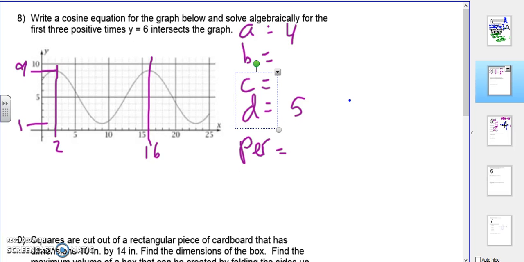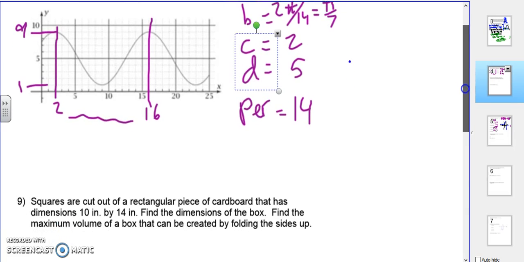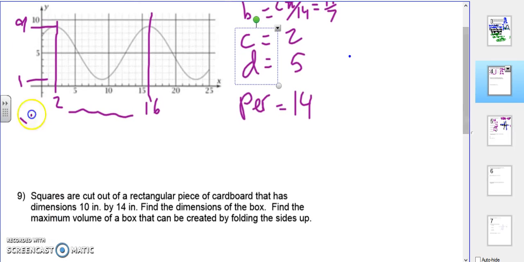The period from 2 to 16, remember that's the period, that's 14. So B is going to be 2 pi over 14 or pi over 7. And my C value is 2. So I don't have a ton of room, but this is a positive cosine graph. Y equals 4 cosine, pi over 7, x minus 2 plus 5.